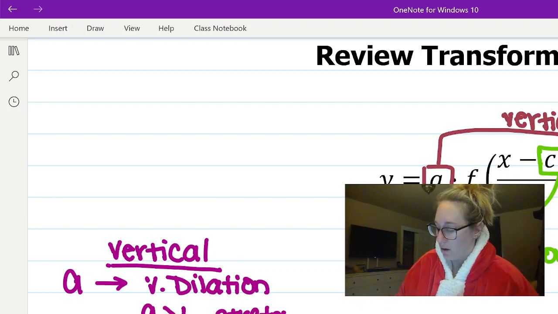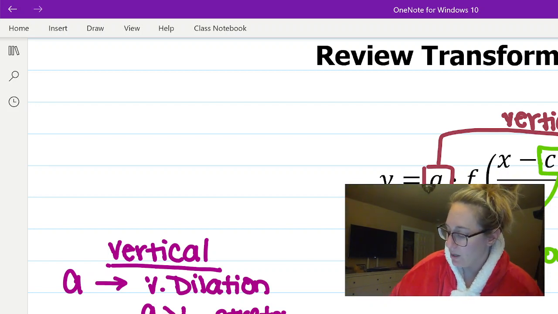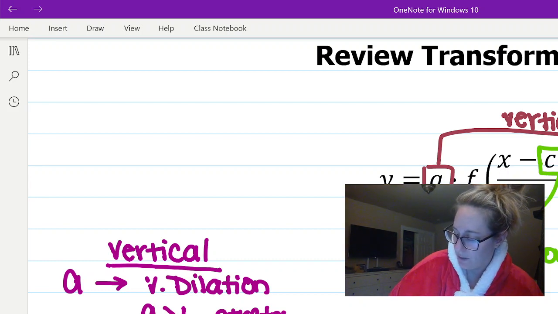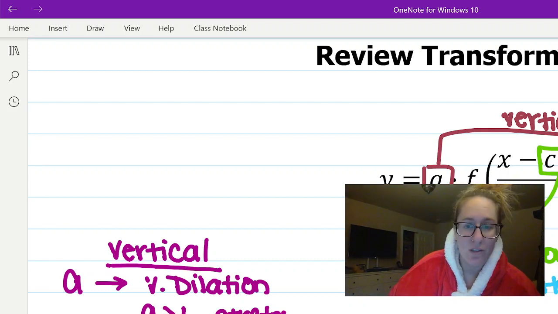All right, so moving onwards, now we're going to take a look at our horizontal ones. These are the ones that are a little bit weird, but we just deal with it. Okay, so horizontal.